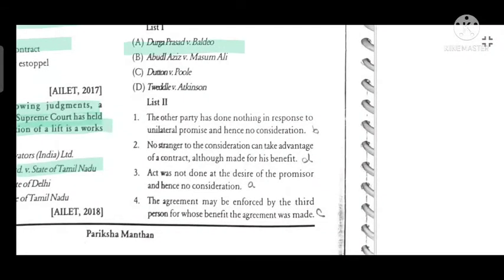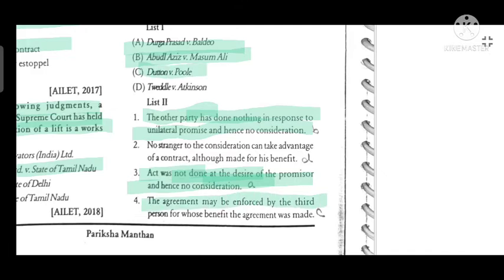Durga Prasad versus Baldev. The act was not done at the desire of the promisor and hence no consideration. Abdul Aziz versus Muslim Ali. The other party has done nothing in response to a unilateral promise and hence no consideration. Dunlop versus Pauli. The agreement was enforced by a third person for whose benefit the agreement was made. Tweddle versus Atkinson. No stranger to the consideration can take advantage of the contract although made for his benefit.